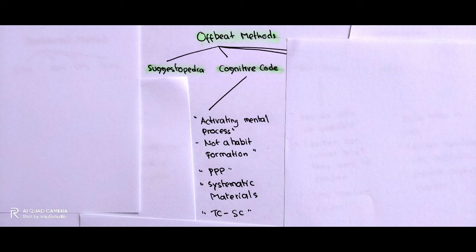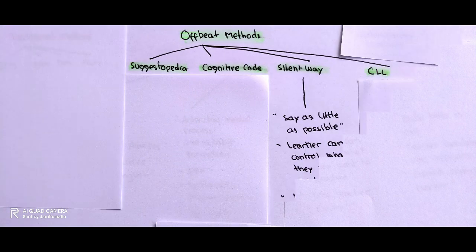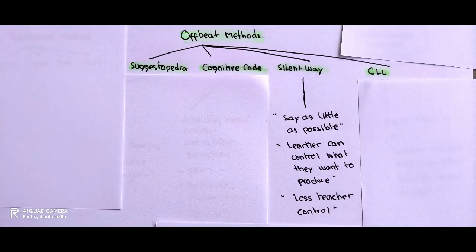So here in cognitive code, the teacher already creates systematic materials based on what the teacher thinks about the students' needs. The third offbeat method is the silent way.